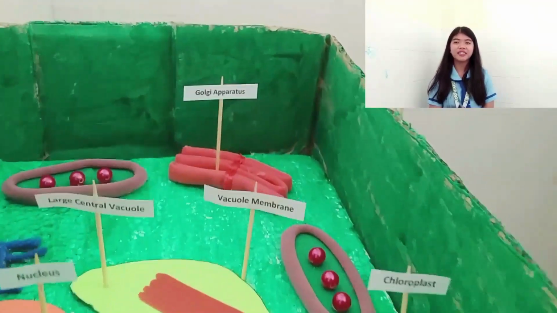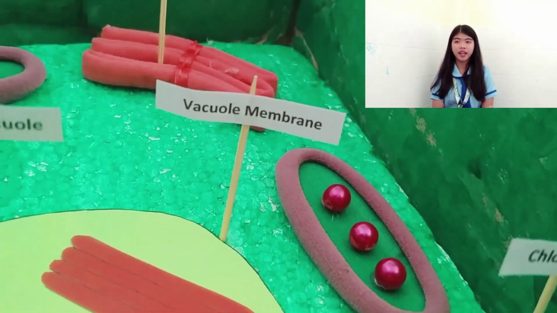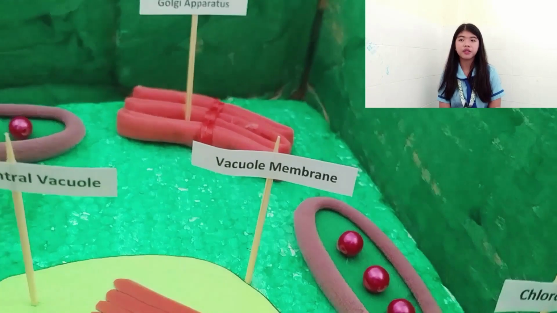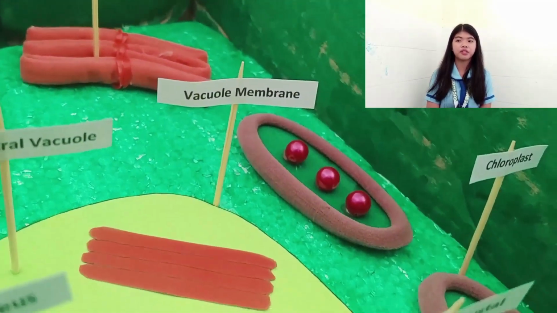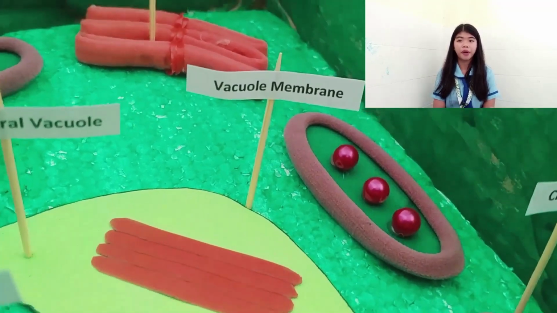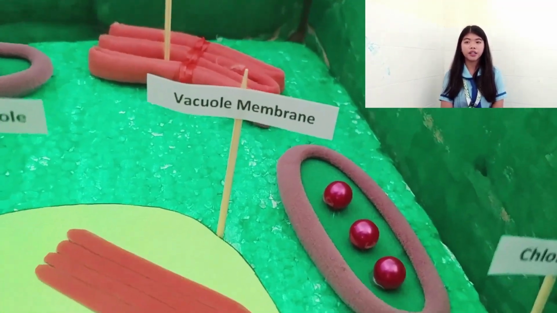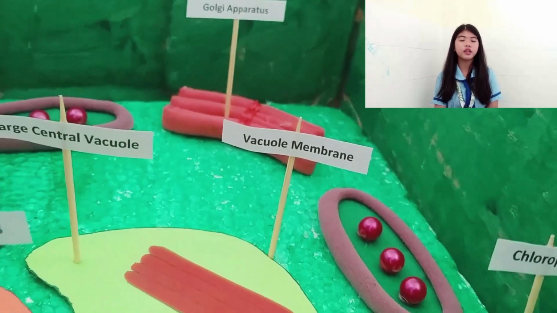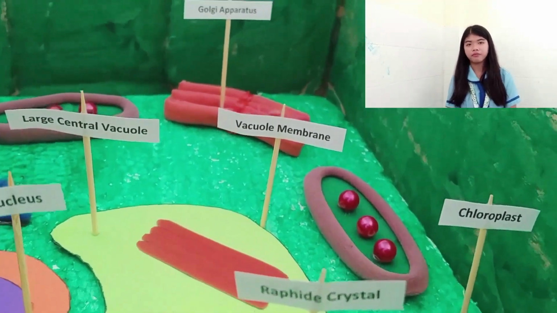A vacuole is a membrane-bound cell organelle. In animal cells, vacuoles are generally small and help sequester waste products. In plant cells, vacuoles help maintain water balance. Sometimes a single vacuole can take up most of the interior space of the plant cell.